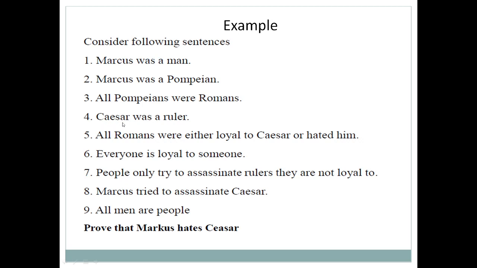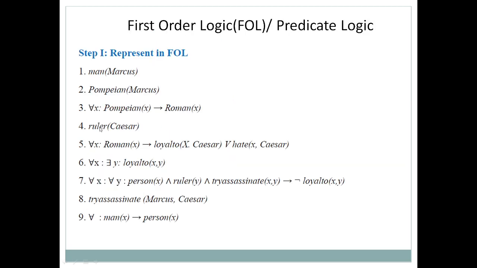Then the next statement, Caesar was a ruler. Again this is a simple statement. We can say ruler is a predicate, and Caesar is an argument that we pass to ruler. So simply we can write ruler in brackets Caesar. How to read this? Caesar is a ruler, Caesar was a ruler, like this.